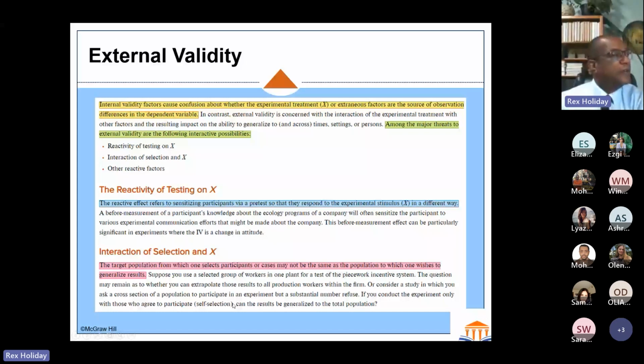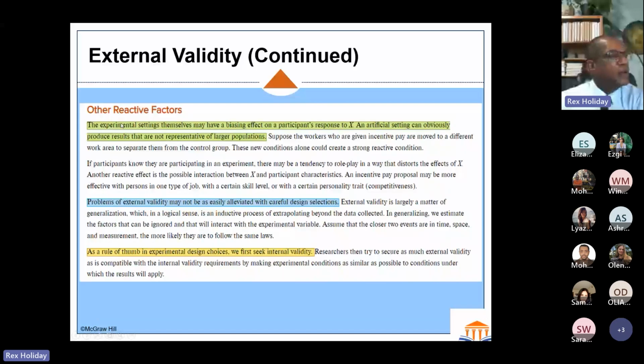All right, and then external validity continued. Other reactive factors: experimental settings may have a biasing effect on a participant's response to X. An artificial setting can obviously produce results that are not representative of larger populations. So this is something very important to remember and to understand. And then problems of external validity may not be as easily alleviated with careful design selection. So even if you're trying to avoid it, there might still be something that could affect it.